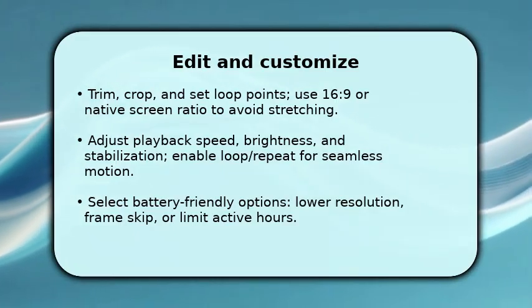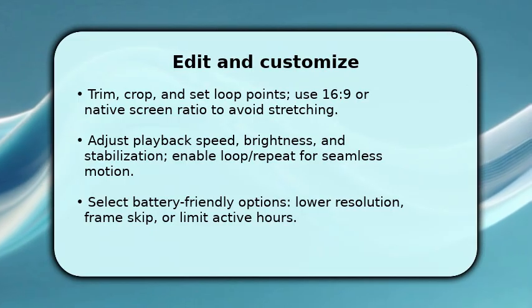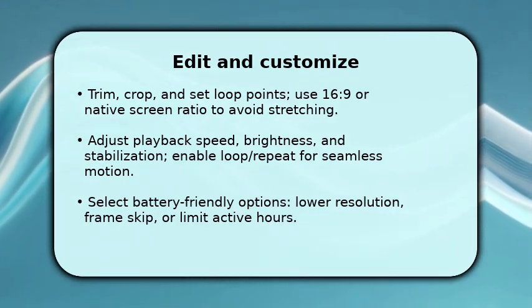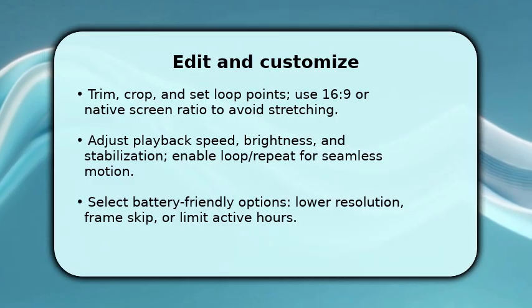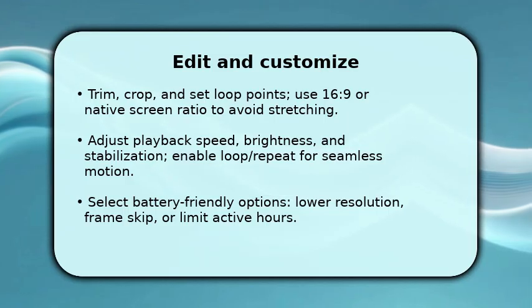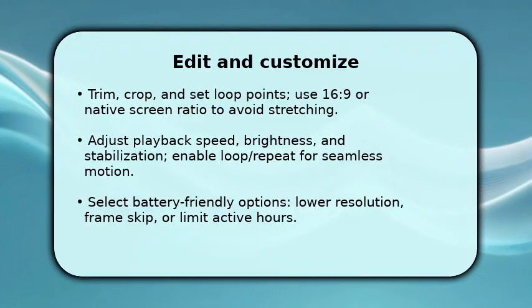First, crop to your screen ratio and set loop points for a seamless repeat. This makes motion feel natural rather than jumpy. Next, tweak playback speed and stabilization so movement isn't too fast or jittery. Make sure brightness and contrast aren't boosting power use. Once done, pick resolution or frame skip options.